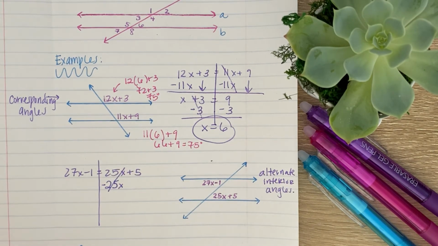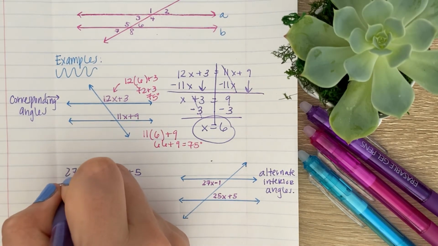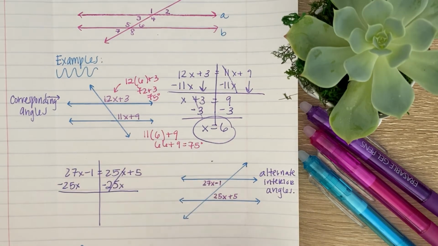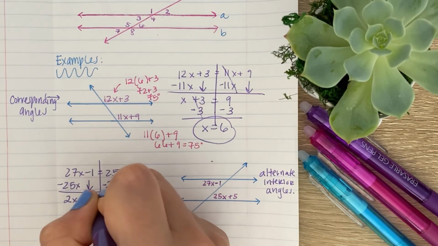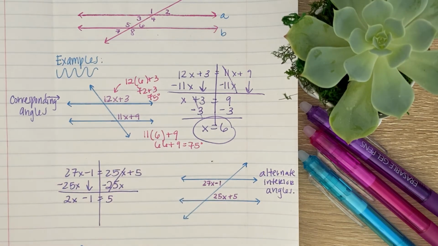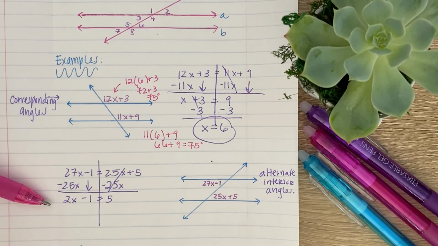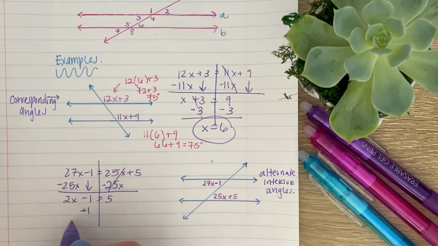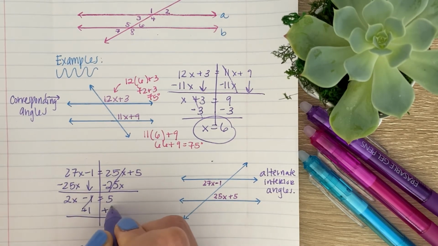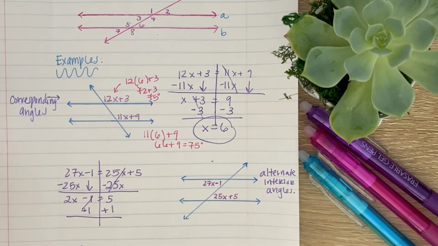But whatever I do to one side, I must do to the other. And I line up like terms. Again, if you notice in this example, 27 minus 25 is 2x, and then I bring down everything I did not use. Now this looks like a two-step equation, so we follow those steps. Find the side with the variable, find the number not attached to the variable, and perform the opposite operation. Whatever you do to one side, you must do to the other.